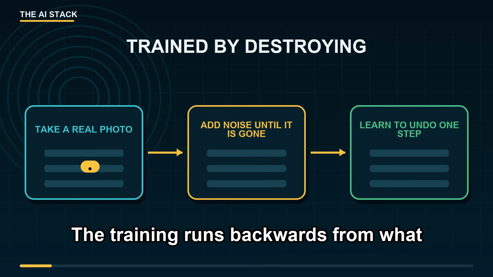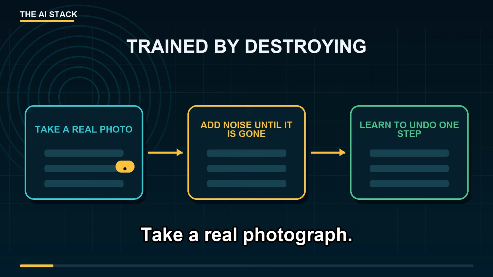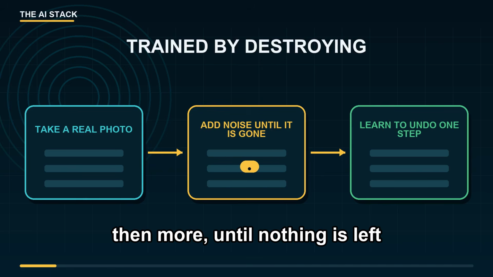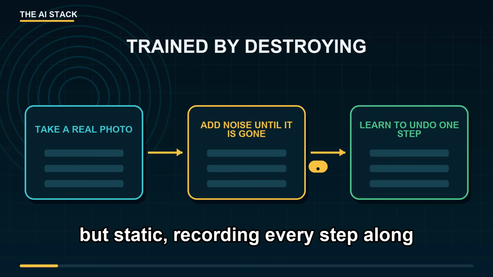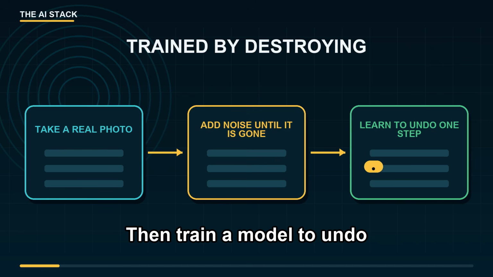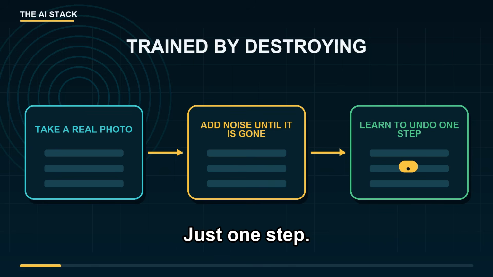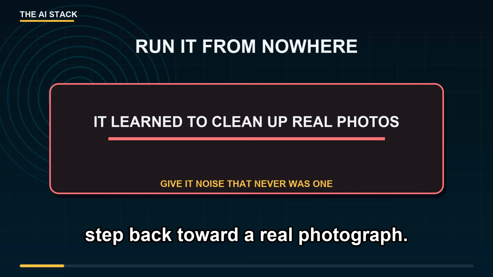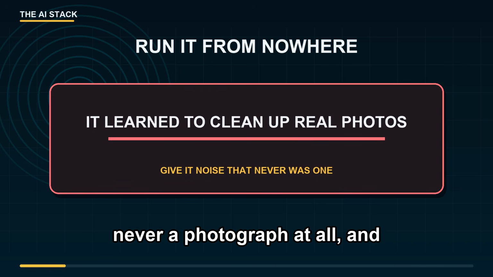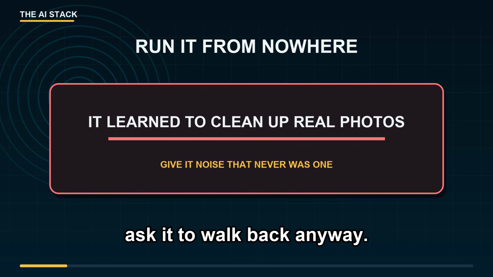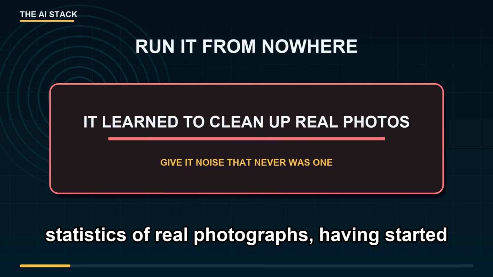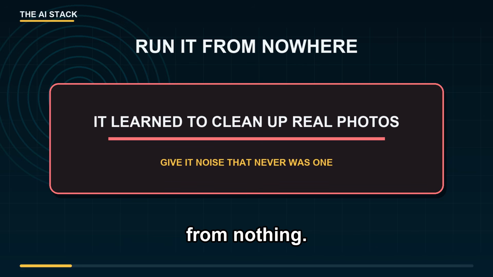The training runs backwards from what you would guess. Take a real photograph, add a little noise, then more, until nothing is left but static, recording every step along the way. Then train a model to undo one single step of that, just one step. That model can now walk one step back toward a real photograph. So hand it noise that was never a photograph at all, and ask it to walk back anyway. Do that 50 times over. It arrives somewhere that obeys the statistics of real photographs, having started from nothing.